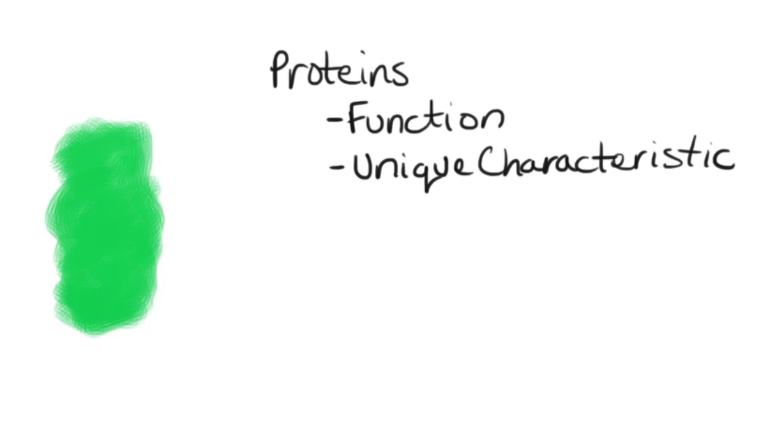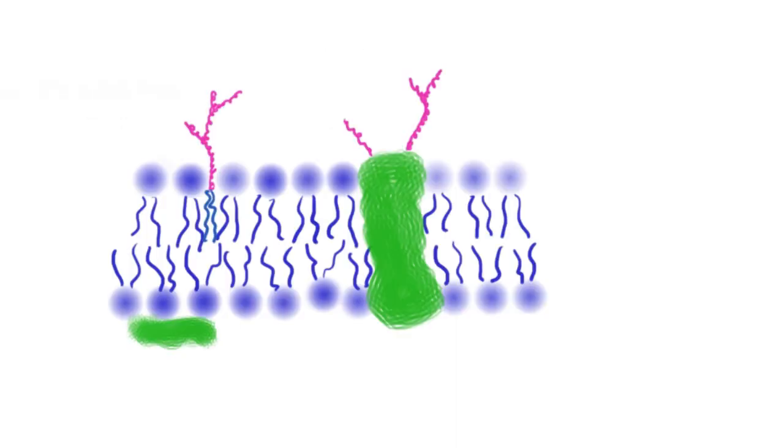So recall that proteins are made up of amino acids, and those proteins can take on many different shapes and they can perform many different functions. And that is the case for the proteins that we have in the membrane. So in our diagram, we're going to represent them as green structures. Here we have two examples of proteins associated with the membrane. And these proteins are going to fall into two major categories.